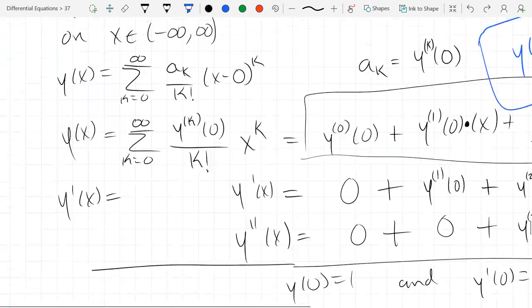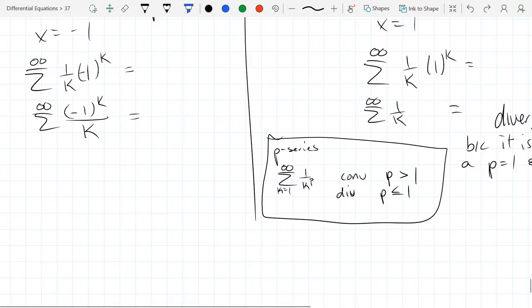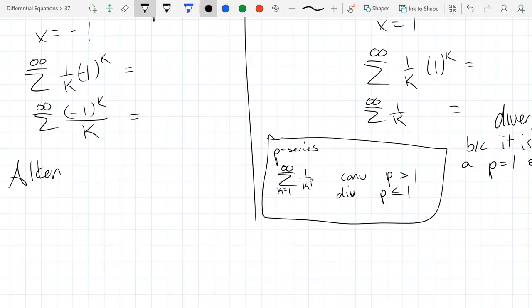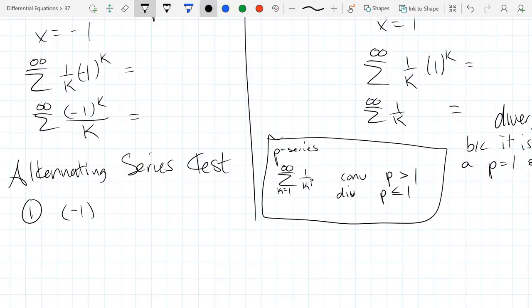So I'm going to use the alternating series test. So first one, part of the hypothesis, your series has to alternate signs. So I see negative one to the n, that's going to go positive, negative. Or negative one to the k, technically. And this alternates signs. Two, I have to show that the absolute value of a_k is less than a_(k+1).